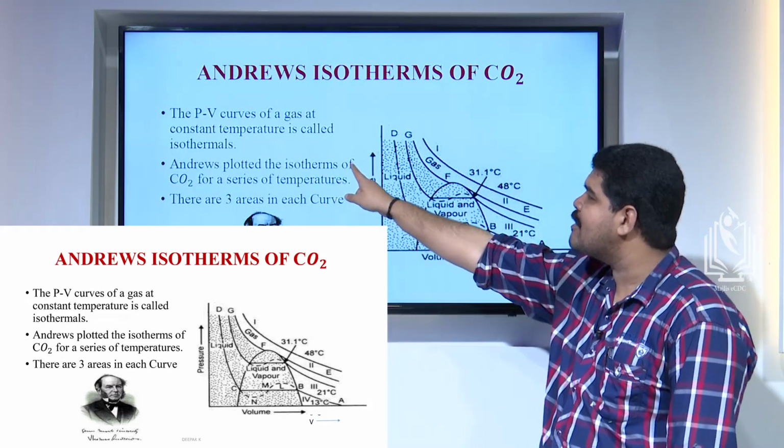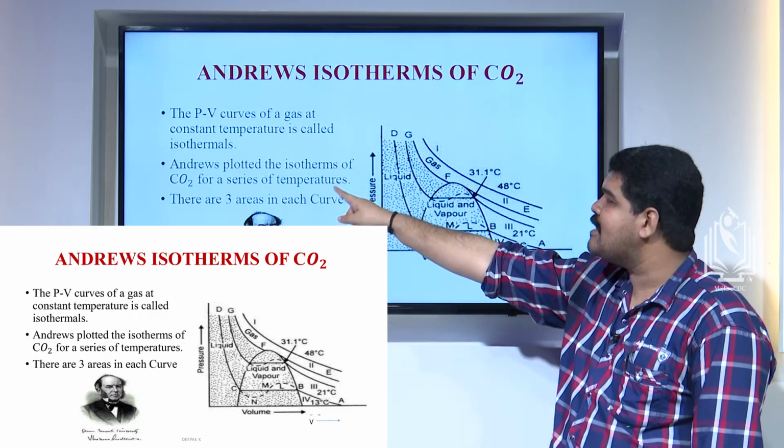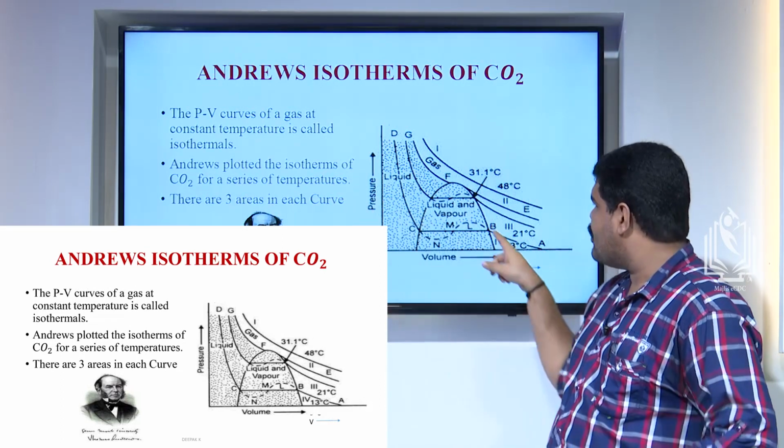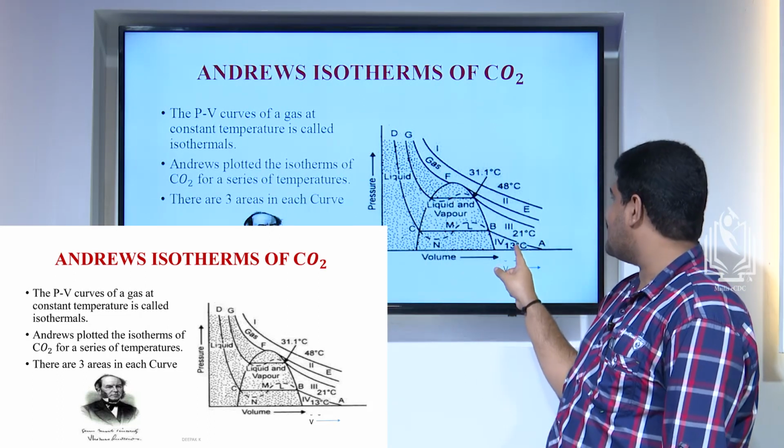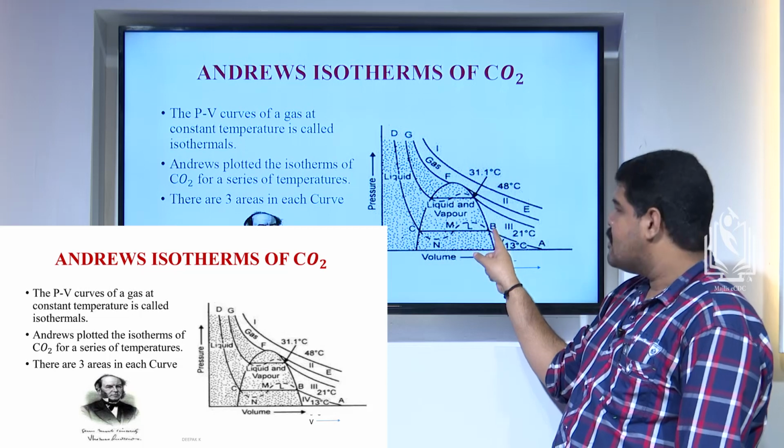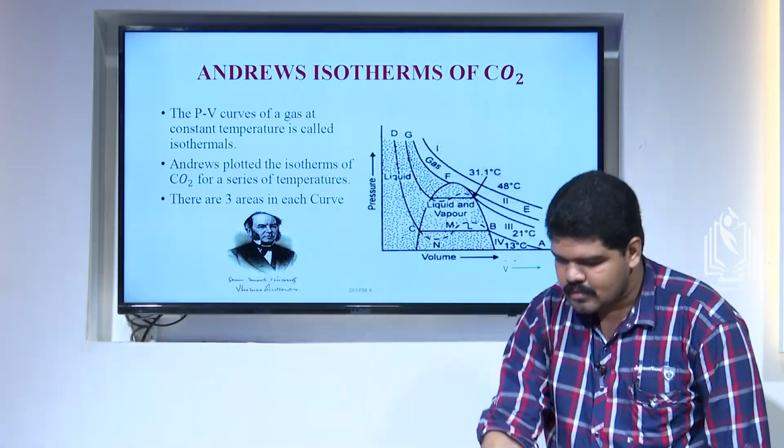He plotted the isotherms of carbon dioxide for a series of temperatures, and now you need to look at the areas of this curve. There are three areas present here: AB, BC and CD, that we can look at.